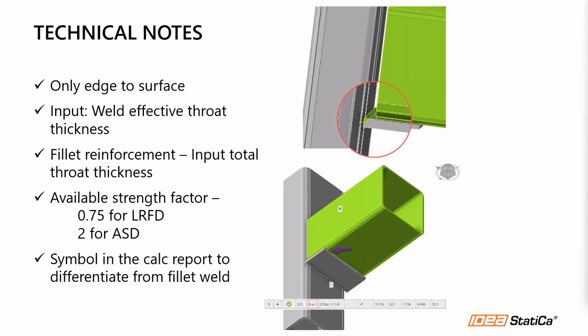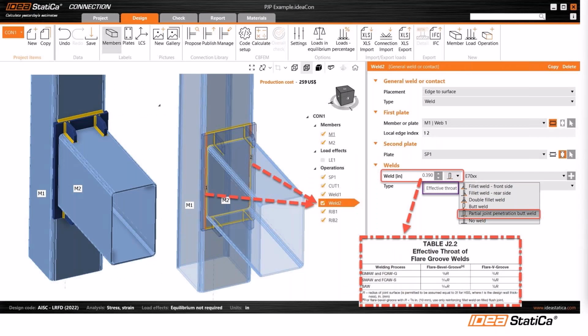Now, on the next slide, here you will be able to see how you will be inputting that sizing for that weld. As you can see, the effective throat thickness will be inputted solely for PJP welds. For example, in the construction manual Table J2.2, you will be able to obtain that effective throat thickness depending on the welding process and the type of weld that you have for this connection. So based on these two, either process and weld, you will be able to determine the effective throat thickness, which will then be the input that you will be adding here in IDEA StatiCa.